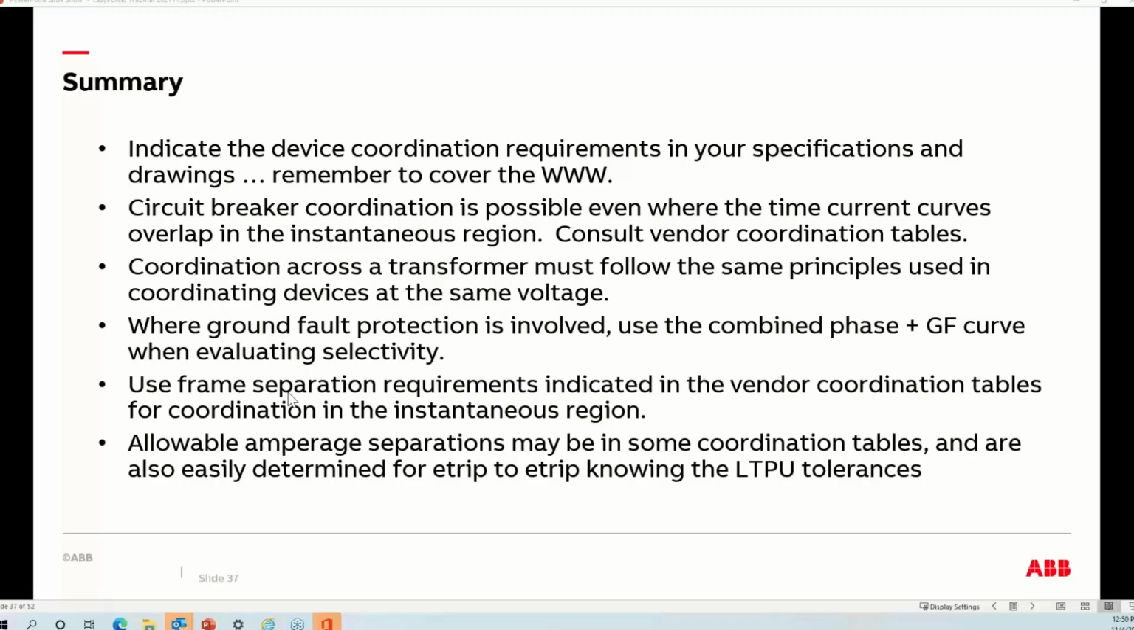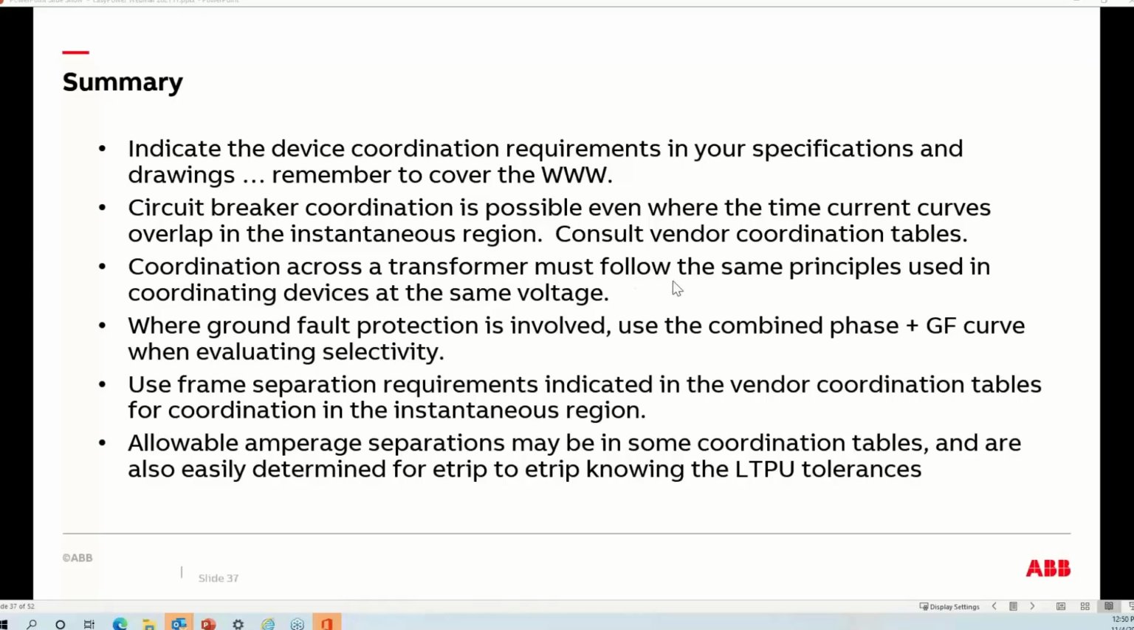But to summarize quickly, please think of the WWW. I talked about the what, when, and why of selective coordination to make sure that's as clear as possible when you're producing your design plans and bid documents. As hopefully I've convinced you, or you already knew, coordination of circuit breakers is possible even when the time current curves overlap, even if it's in the instantaneous region, and consult the vendor coordination tables.